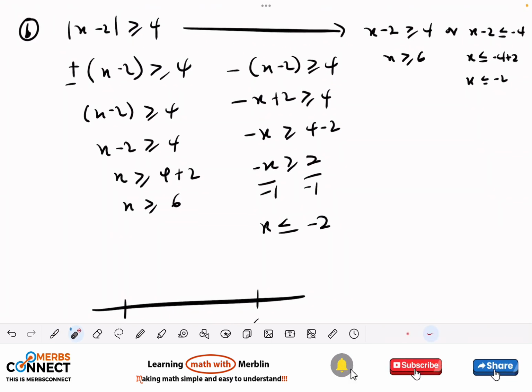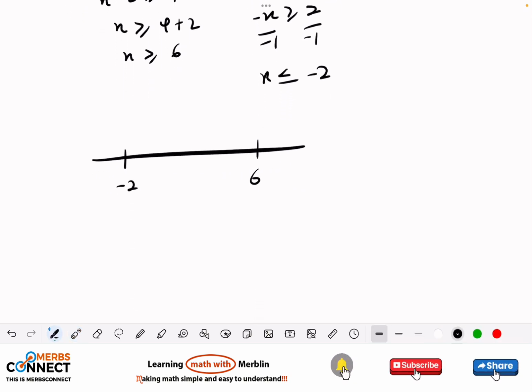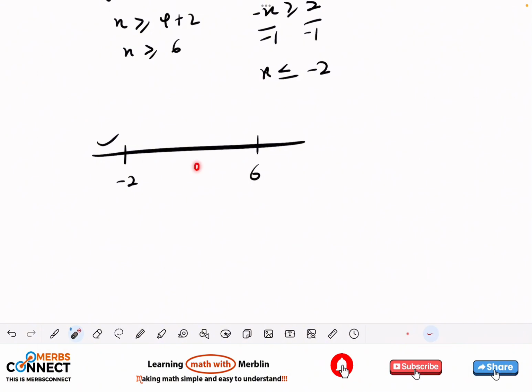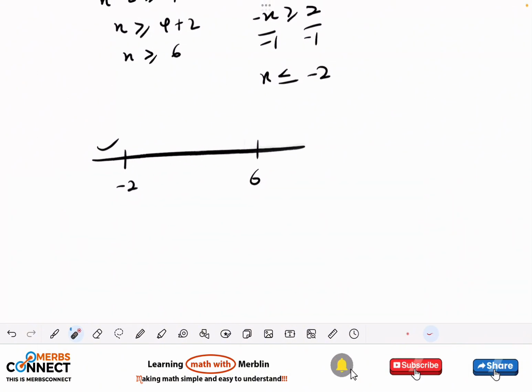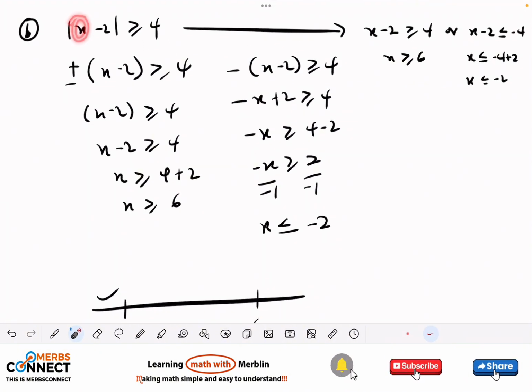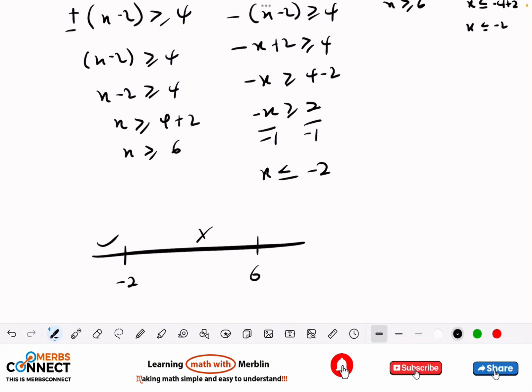Let's pick anything here, plug it in and check if it is true, like negative 3. When I put negative 3 here, negative 3 minus 2 is negative 5. Absolute of negative 5 is 5. Is 5 greater than or equal to 4? Yes, it is true. So this one works. Let's pick anything here. You can pick 0 so that you'll be fast. When I put 0 here, 0 minus 2 is negative 2. Absolute of negative 2 is 2. Is 2 greater than or equal to 4? No. So in the middle, it's not going to work.